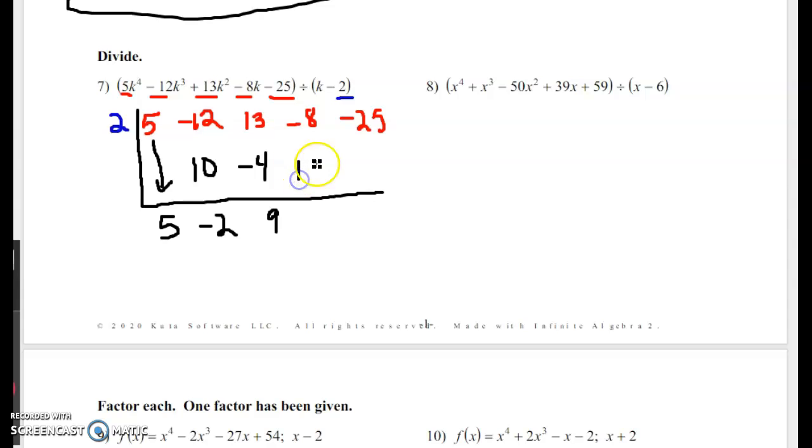Now 2 times 9 is positive 18. That's going to give me here a 10 when I add down. 2 times 10 is 20, and when I add negative 25 and 20, I get negative 5.